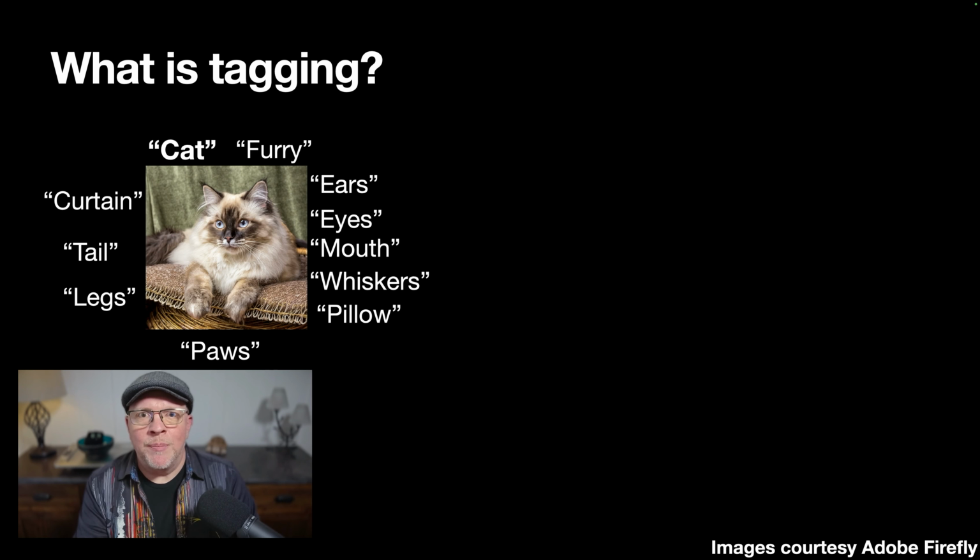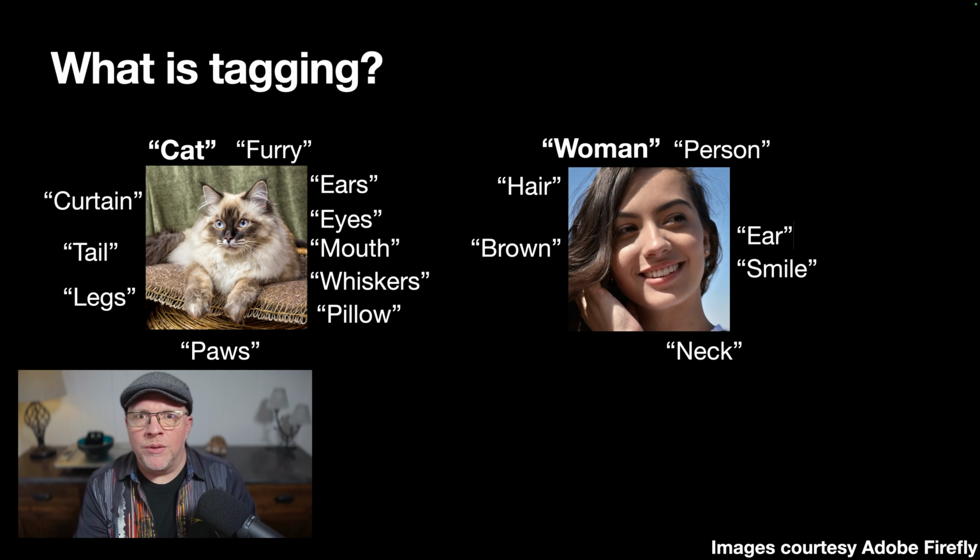So here is an example of tagging a cat image. You can see that we say this is a cat, it's a furry cat. It's sitting in front of a curtain. It has ears, eyes, paws. What the machine language model will do is start to look for patterns and connect those to the words that we used to tag the image. We can do that with human beings too. For example, here we have a woman, it's a person, and there's sky and hair and eyes, nose, mouth.